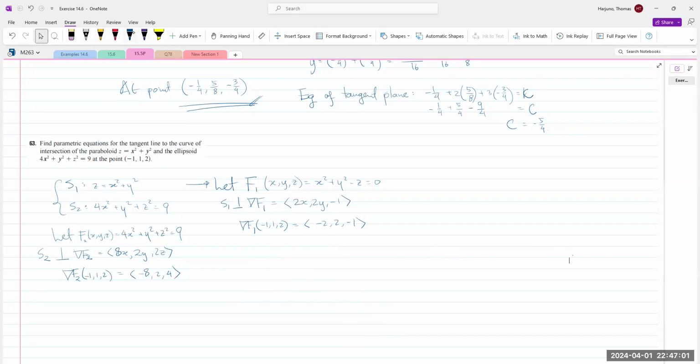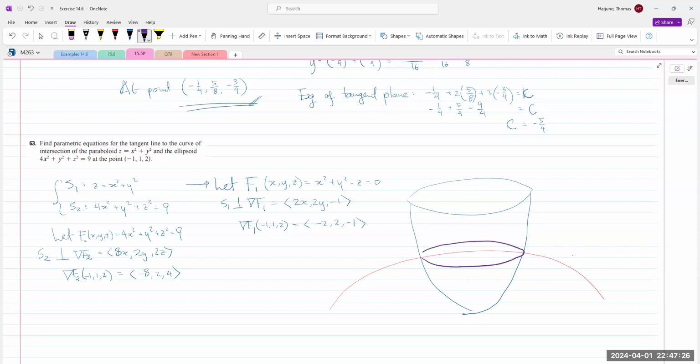Let's try. I'm trying to graph that though. So let's say this is the first surface. We know it's a paraboloid. And then the second surface, that's an ellipsoid, right? So they intersect at, let's say, this curve here. Maybe I use dot dot dot for the part behind.